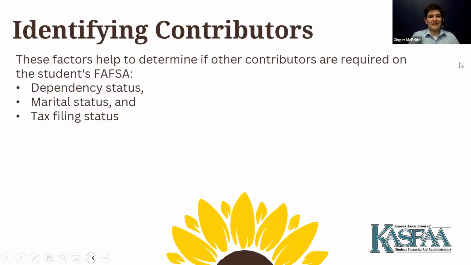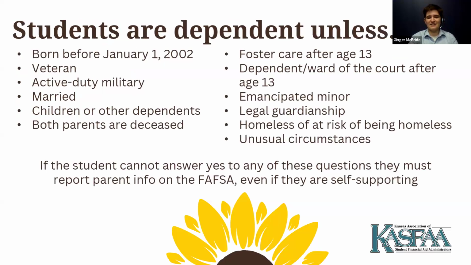As far as identifying who needs to include a contributor, those are going to be based on things like whether the student is considered a dependent student, their marital status, and their tax filing status. And students are going to be considered a dependent student unless, for the 2025-2026 FAFSA, they were born before January 1st, 2002. This year gets updated every year.